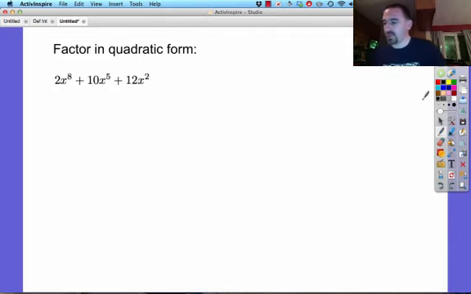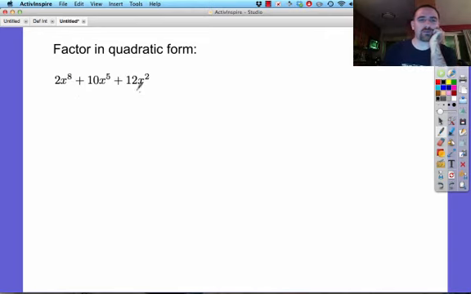Okay, the final version, pardon me, is factoring in quadratic form. Now, this does not look like a quadratic. It's a degree 8, okay? But we can turn it into a degree 2. And I'll show you what I mean.